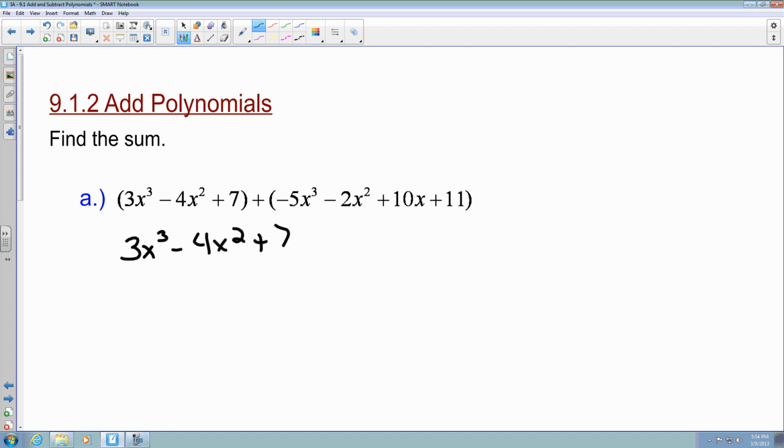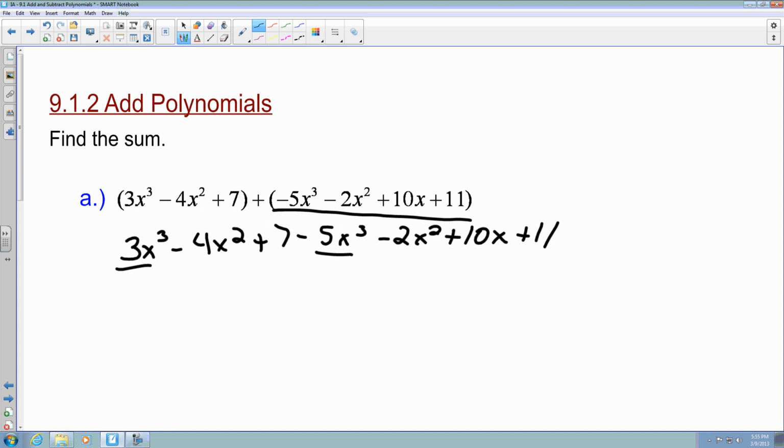Then because it's adding the polynomial, how it's written in that second parenthesis, you just leave it as is. So it's going to be minus 5x cubed minus 2x squared plus 10x plus 11. So from here, you must find the like terms. So I'm going to underline the 3x cubed. Do I have any other x cubed values here? Yes, I do. I have that one right here.